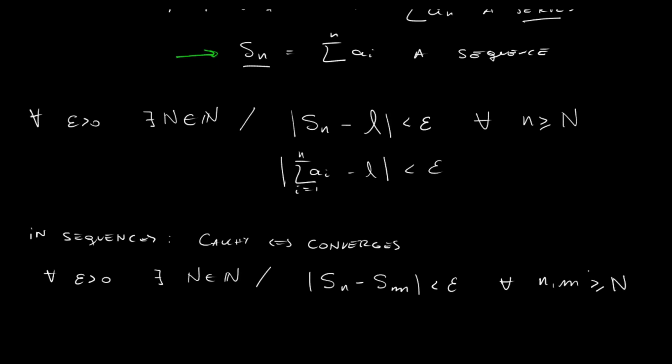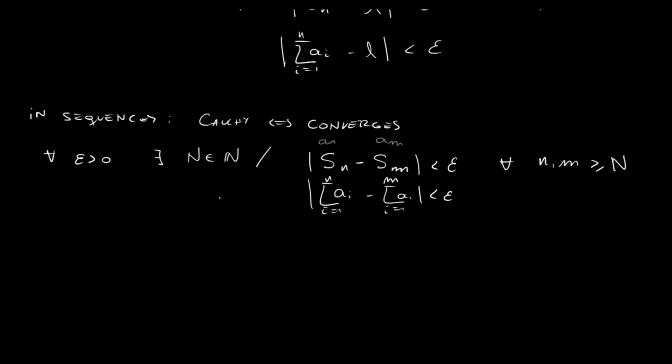So what we did is we just replaced the a sub n and the a sub m we had for sequences with our new sequence S of n. And now S of n and S of m are the sum from i equals 1 to n of a sub i minus the sum from i equals 1 to m of a sub i.